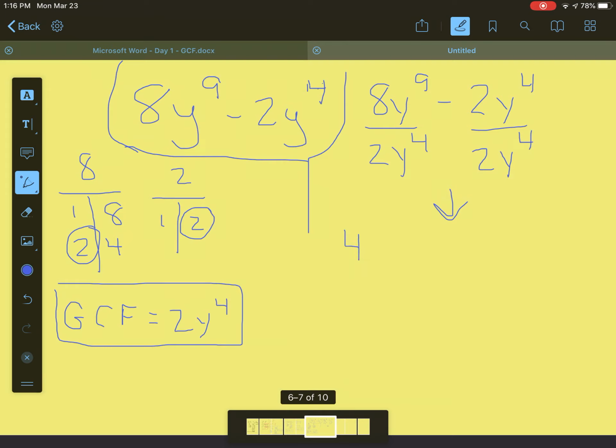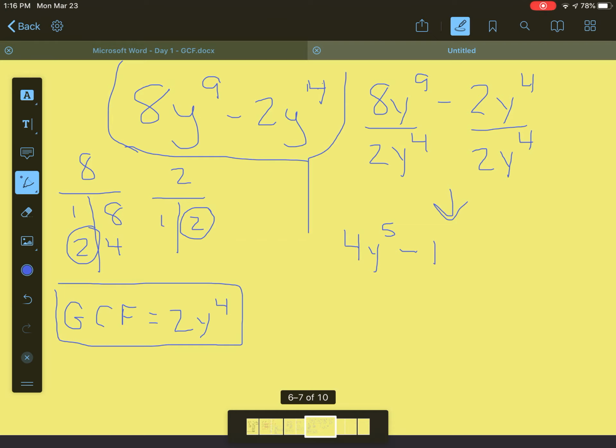Now, this is a little bit of a review. When you're dividing variables, you want to subtract your exponents, okay? So y to the 9th divided by y to the 4th, you're just doing 9 minus 4, which is 5, okay? So that's the first part, minus. Now 2 divided by 2 just gives you 1. And then here we've got y to the 4th over y to the 4th.